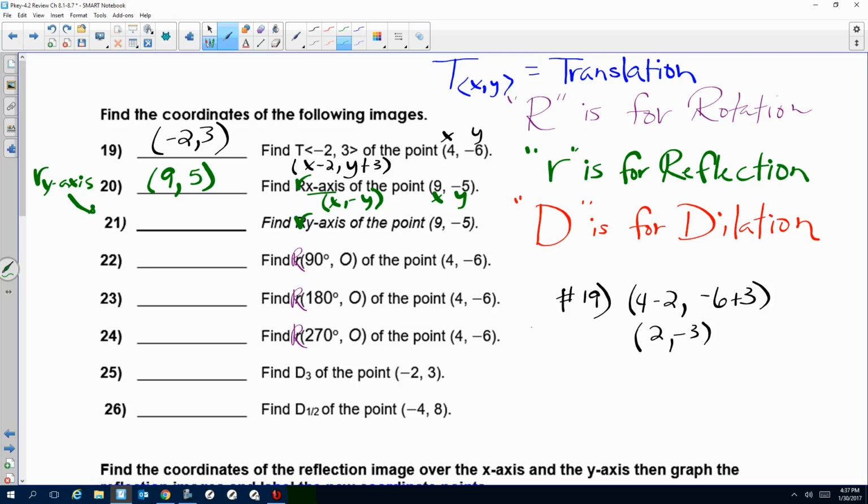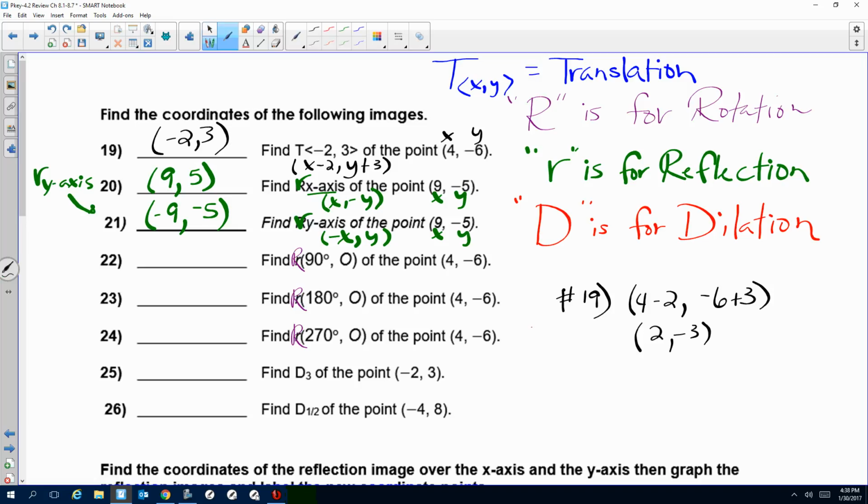All right, now we're going to do the reflection over the y-axis. Well, the y stays and the x changes. So it's negative x comma y. So if the x is already negative, then we change it to positive. But our x is positive. So now it becomes a negative, and the y stays the same. It stays a negative 5. So those are our reflections.